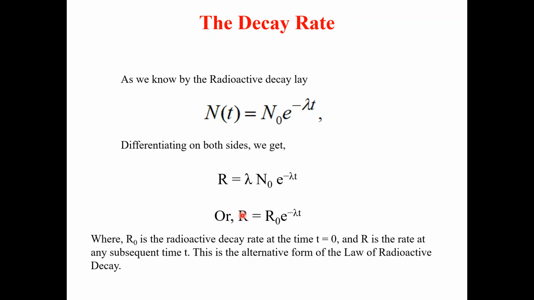So both of these are the radioactive decay rate, but R naught is at time t equal to 0, and R is the rate at any subsequent time t. And we remember this relation, that is R is equal to R naught exponential minus lambda t. This is the alternative form of the law of radioactive decay.